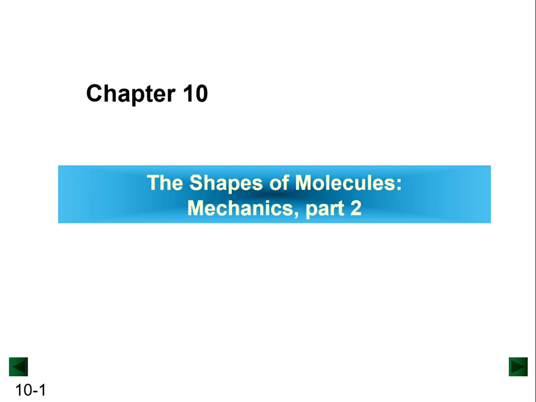In this video, we continue solving problems related to the concepts in Chapter 10. Here we will focus on valence shell electron pair repulsion theory for predicting molecular structures.